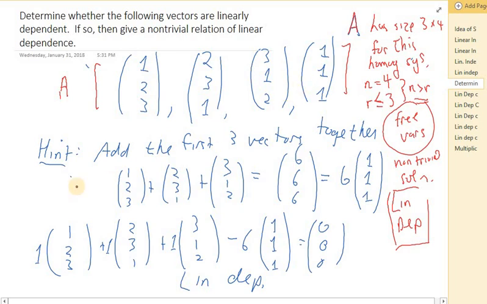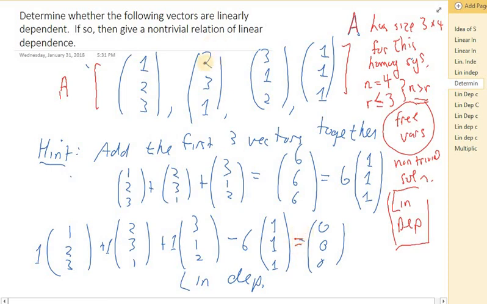All right, now, here I gave a hint, add the first three vectors together. If you add the first three vectors together, 1, 2, 3, 2, 3, 1 plus 3, 1, 2, you get 6, 6, 6, which is 6 times 1, 1, 1. So in order to get a linear dependence relation, all I need to do is move this 6 times 1, 1, 1 back to the left-hand side. And I get a non-trivial linear combination of vectors equal to 0, 0, 0.